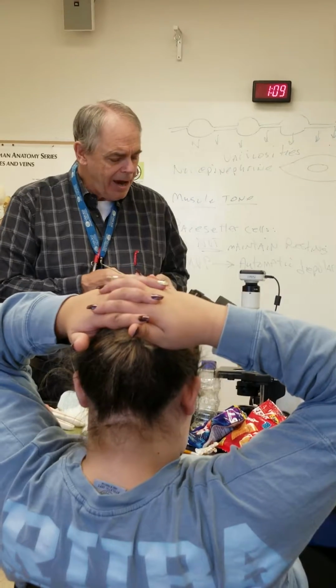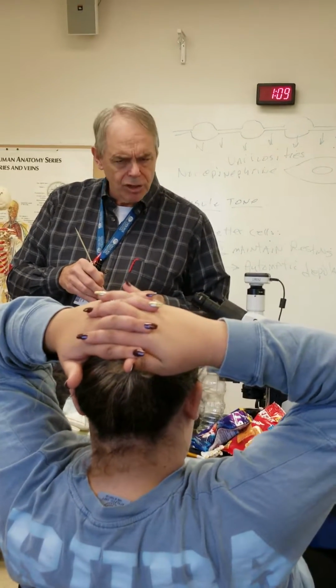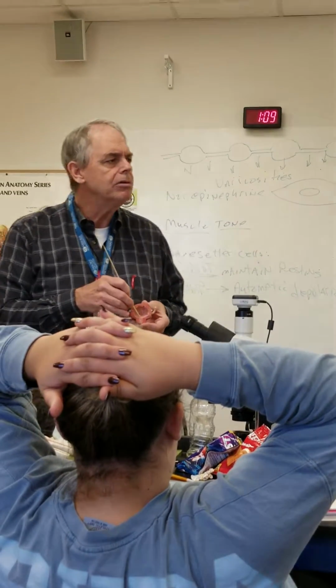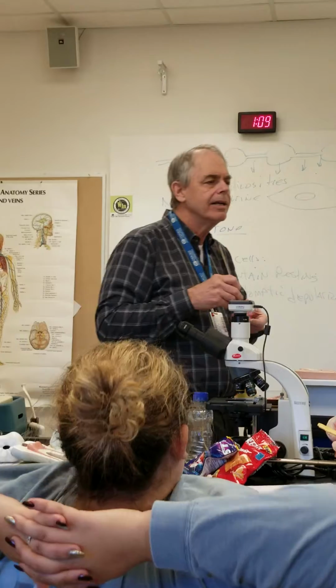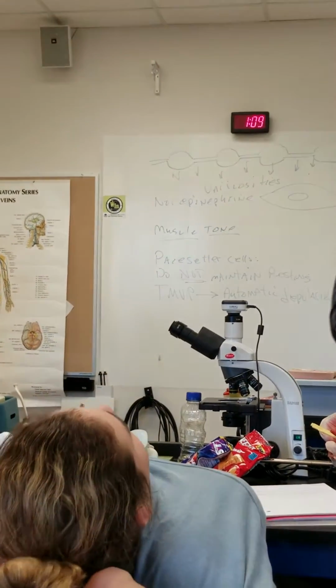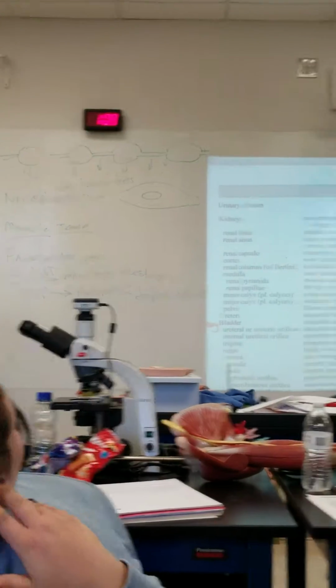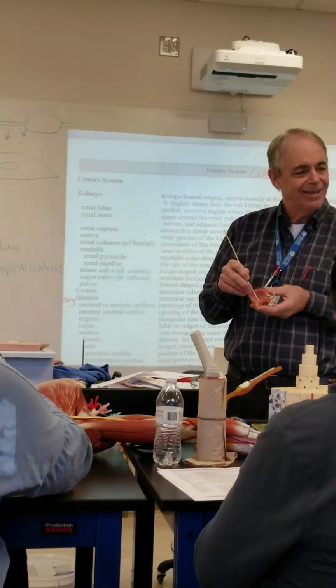Now, the areas that the tubes are attached to have a smooth, non-rugal area, a smooth, non-rugal area called the trigone. The trigone. Good.